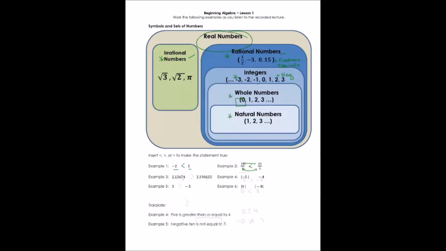Now, if you can't remember which is less than and which is greater than, just point the arrow. The little point goes toward the smaller number. The big end of your arrow goes toward the bigger number, and that may help you remember. Next, we're going to look at decimals.